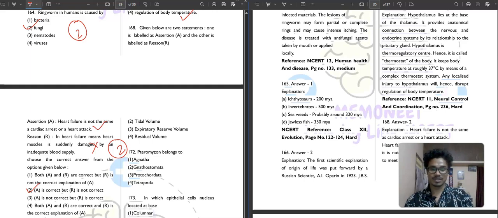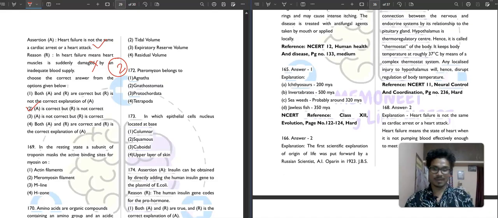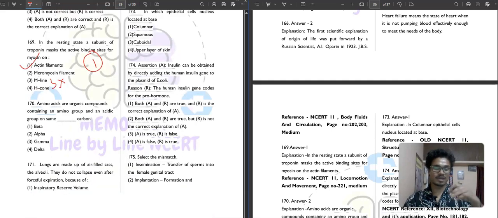Then question number 169. It is saying that in the resting state, a subunit of troponin masks the active site for myosin on actin filament, myosin filament, M line, or Z H zone. Definitely these two will not be the answer. Just cut them. Actin filament and myosin filament. So actin filament is the correct answer. You know that in the resting state, a subunit of troponin masks the active site of the myosin on actin filament.